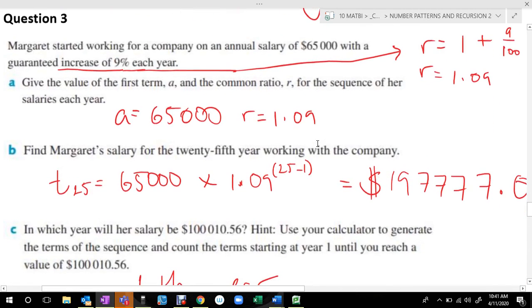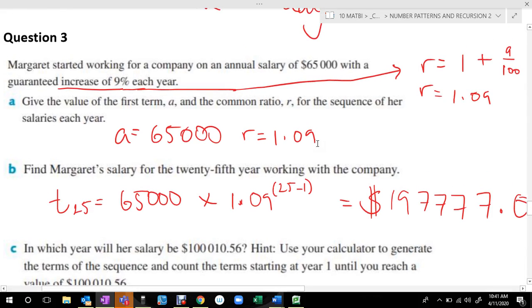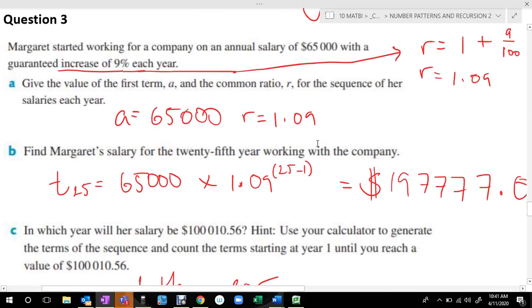Okay, this one here, question 3. Now, if you're going to put anything in your bound reference, this is the sort of question you want in there. Okay, because you'll definitely have something in there. Yeah? So question 3 in your revision sheets, you'd most likely have a question like that in there. Margaret started working for a company with a salary of 65 and a guaranteed increase of 9% per year.